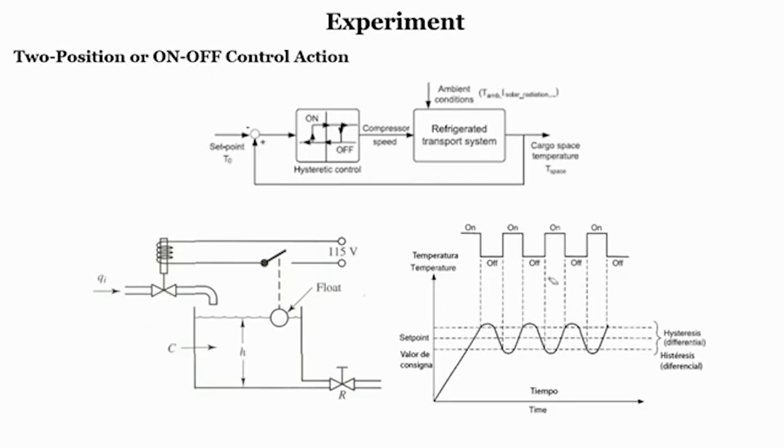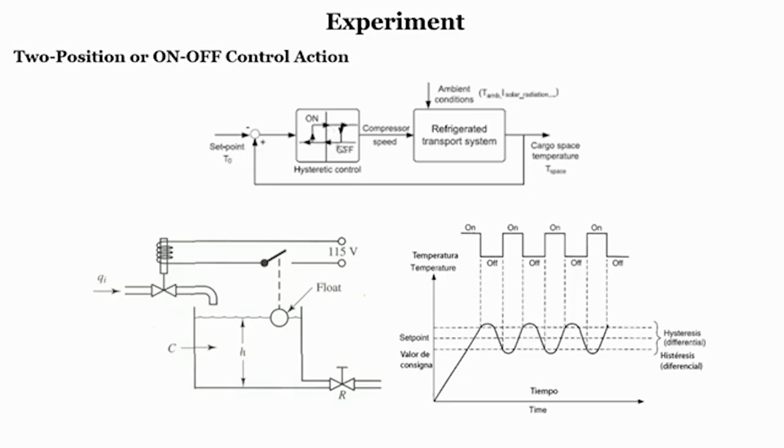Now, let us see the two position on off controller. Here what we see is again the same thing, a hysteresis control, the compressor or speed and refrigerated transport system. There is an ambient condition that we have to take into account, and then there is a cargo space temperature. This is a feedback given to the error. Like I said, this is the set point at which we want to have the temperature of the system, and whatever the error is, based on that the error is fed to the hysteretic control.